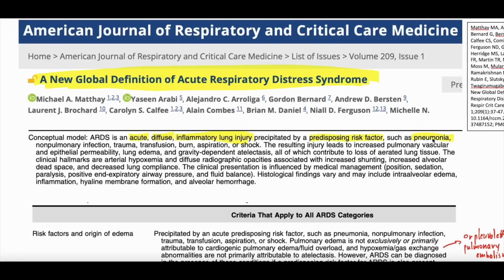We mentioned it could be pneumonia, a predisposing factor from the lungs, right? It could be a non-pulmonary infection, intra-abdominal sepsis, urine sepsis. It could be from trauma, from transfusion of blood products, burn, aspiration, shock. All these, both pulmonary and non-pulmonary things, can cause ARDS. But ARDS needs a nidus. It needs a predisposing factor that precipitates it. All right. This resulting injury leads to increased pulmonary vascular and epithelial permeability, lung edema, and gravity-dependent atelectasis. And this is the pathophysiology.